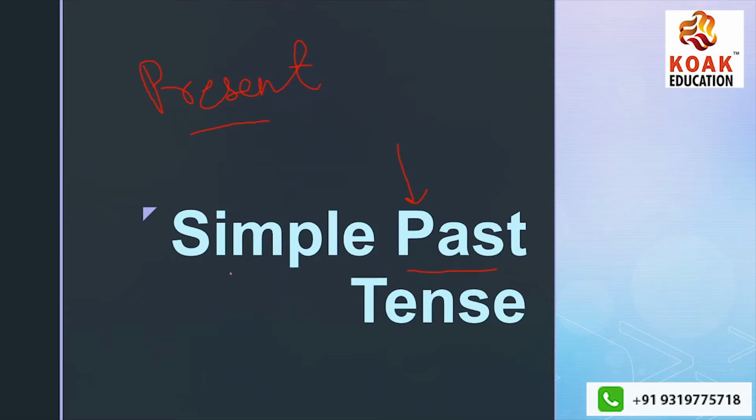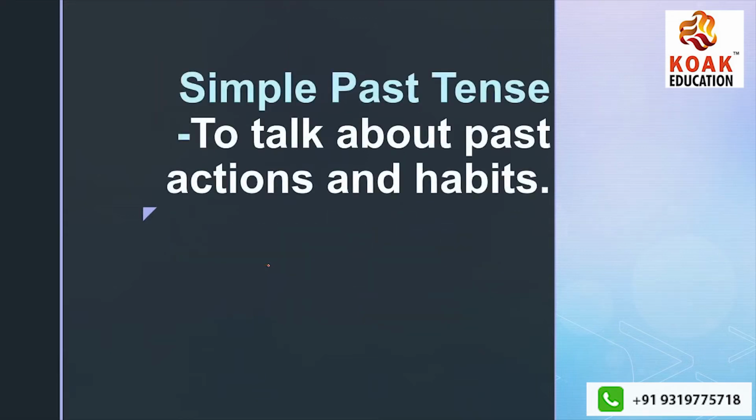In today's session we are going to talk about simple past tense. Now when I say simple past tense, is it that simple? Yes, it's actually simple. We just need to know the pattern and the context it is used in. Simple past tense is used to talk about past actions and habits. If you're talking about past actions and habits, you have to use simple past tense, and I guess most of you know the pattern of this tense.